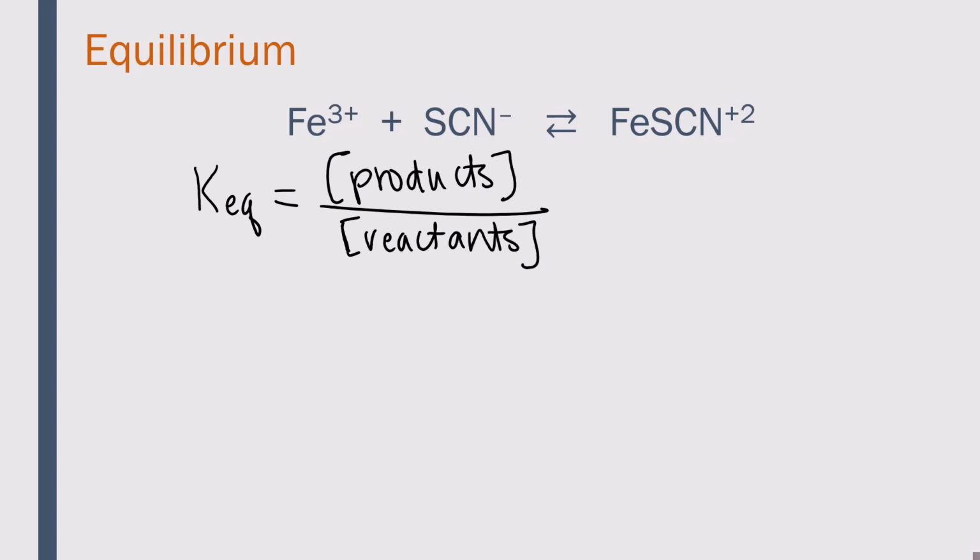So you may have seen Kc or Kp. It's a very similar idea. We're going to use the concentration of the products at equilibrium and the concentration of our reactants at equilibrium to get our KEQ. So that's really the only thing that you have to think about here, is that we're talking about how much of these things are present at equilibrium.